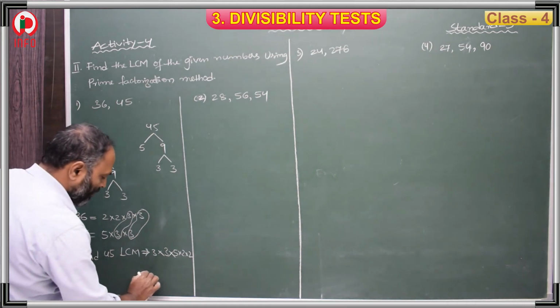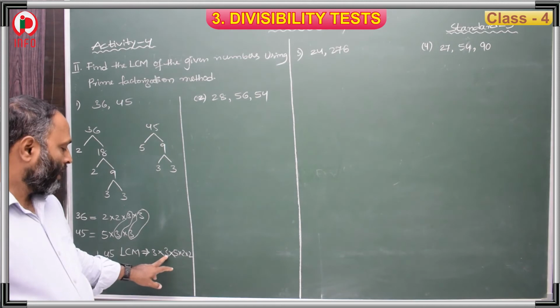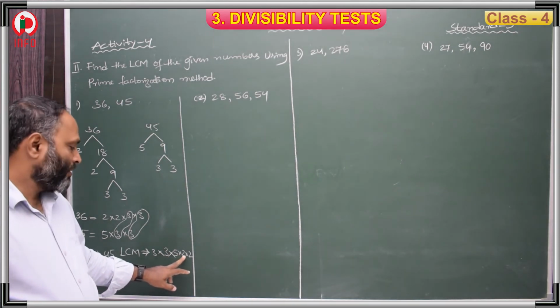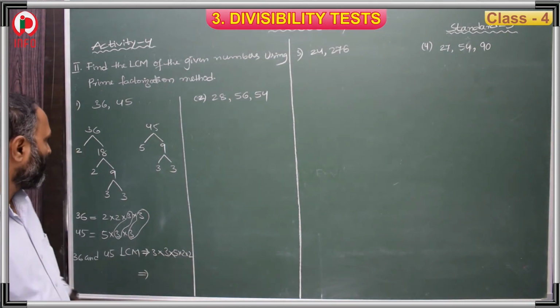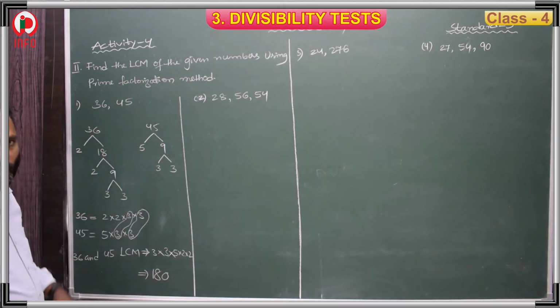Now we multiply all this. 3 3s are 9. 9 5s are 45. 45 2s are 90. 90 2s are 180. 180 is our LCM.